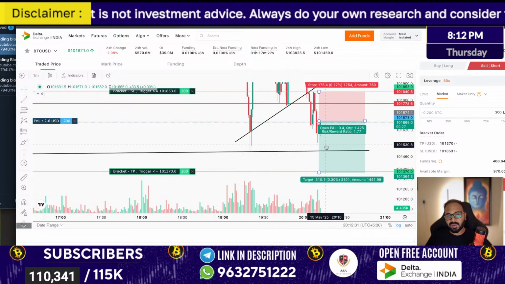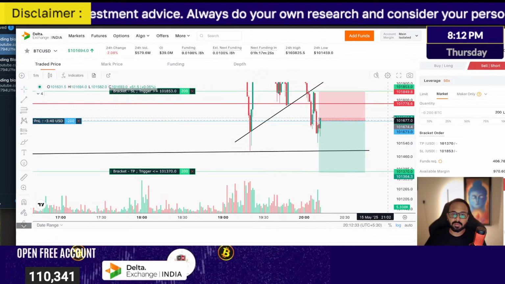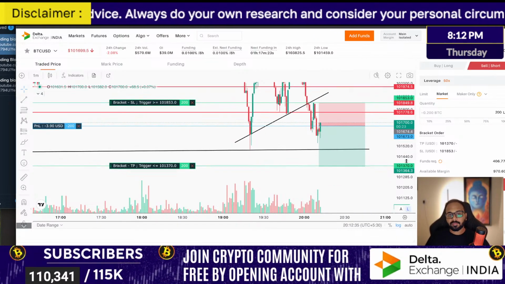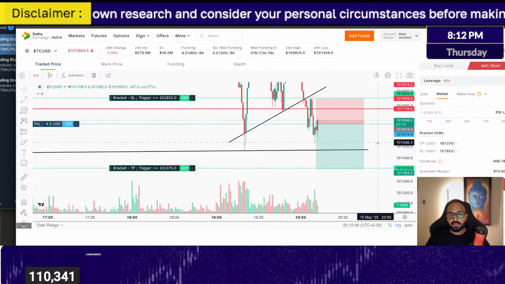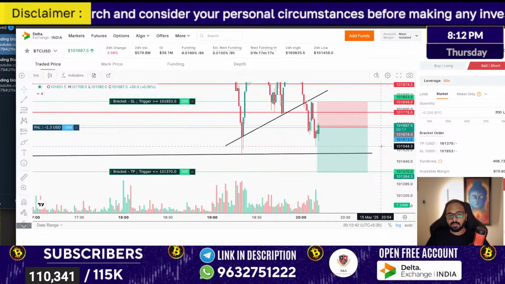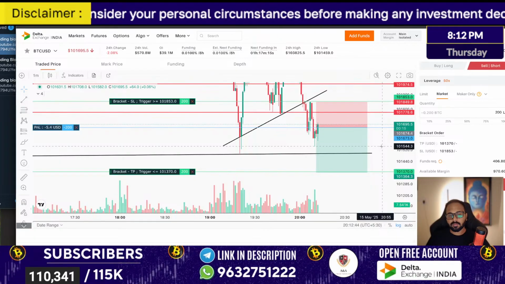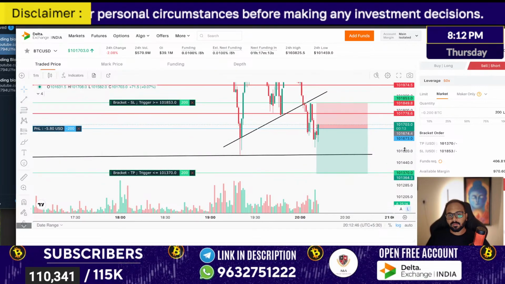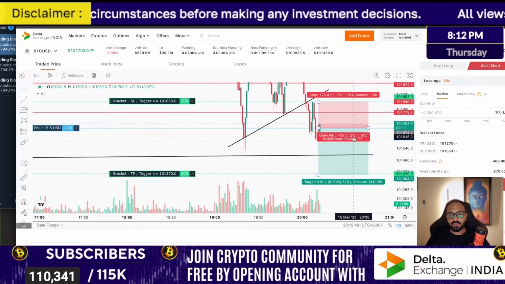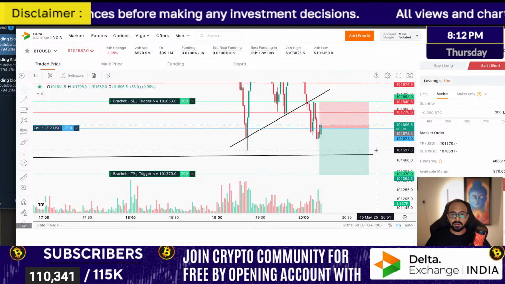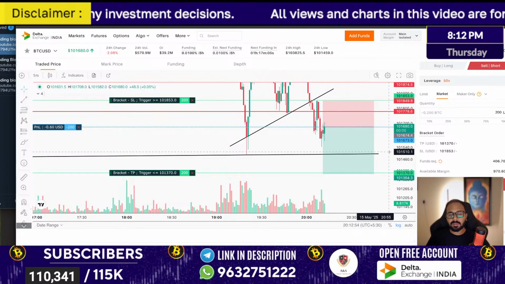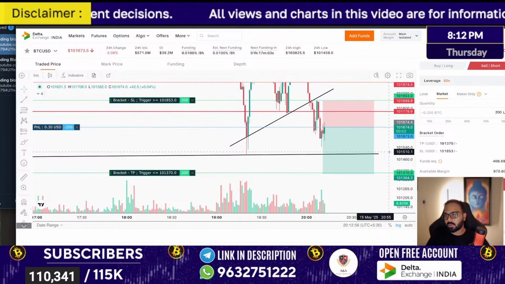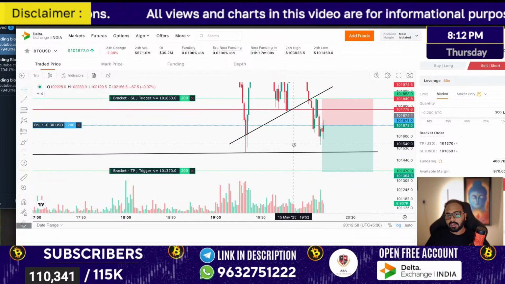Range is very small, that's why profit and stop loss have both become small. This is going to be my last trade for the day. Already 4 trades I have taken. So to a certain extent, things have gone as per the plan, except that one small mistake, one trade I did a little bit early.